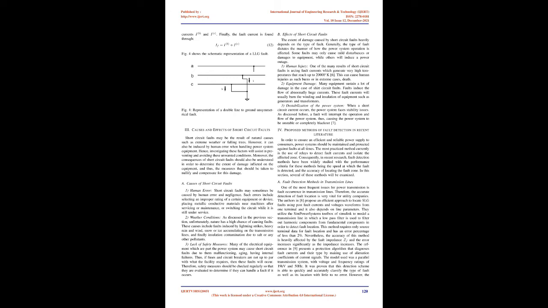Destabilization of the power system. When a short-circuit current occurs, the power system faces stability issues. As discussed before, a fault will interrupt the operation and flow of the power system, thus causing the power system to be unstable or completely blackout.